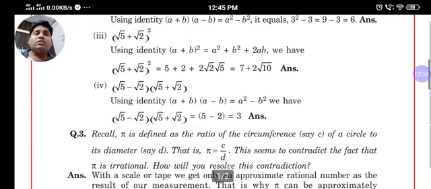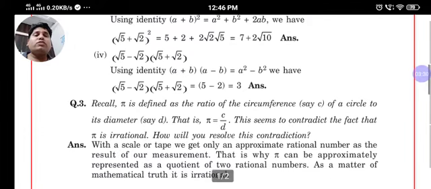The next one is root 5 plus root 2 whole square. Using the identity a plus b whole square is equal to a square plus b square plus 2ab, we have root 5 plus root 2 whole square. So a square, root 5 square is 5, plus b square, root 2 square is 2, plus 2ab, which is 2 into root 5 into root 2, root 10. So 5 plus 2 is 7, and 2 into root 10. The answer is 7 plus 2 root 10.